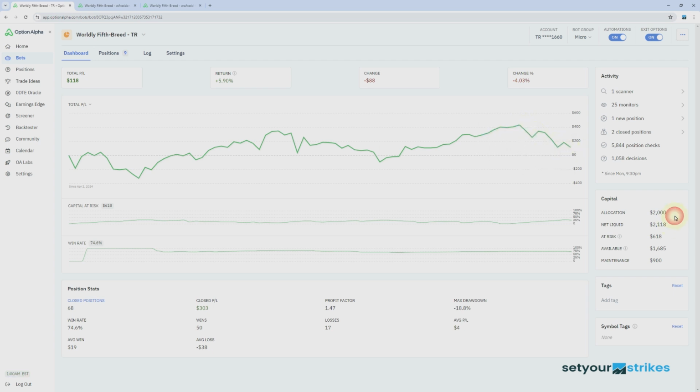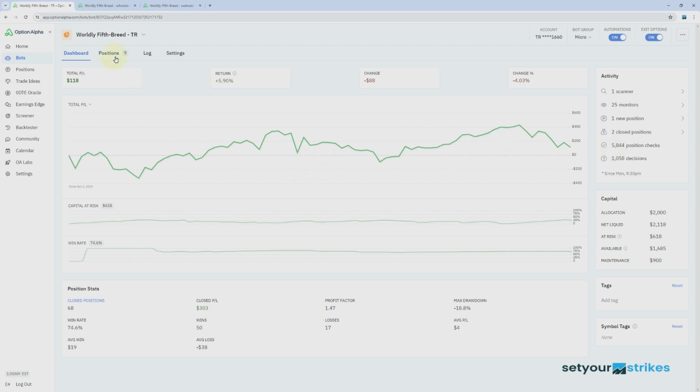That drawdown is configurable. If you can't stomach that amount of drawdown, just change your allocation and allocate more capital. The fact that I'm seeing higher highs gives me confidence that this will perform well over time.